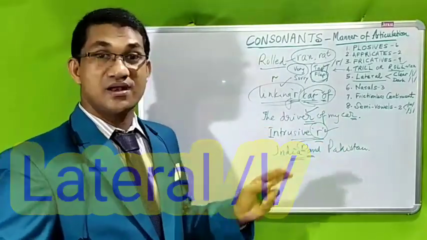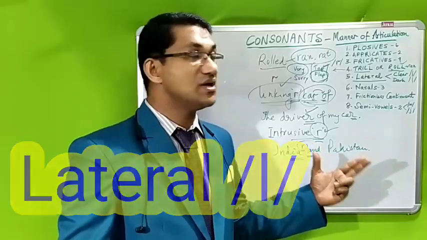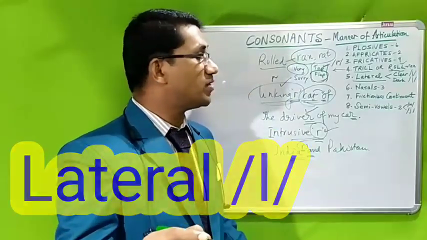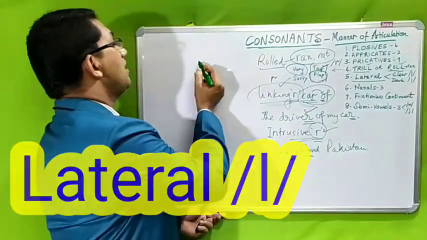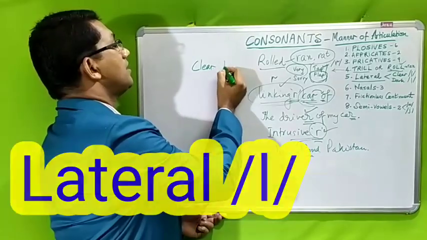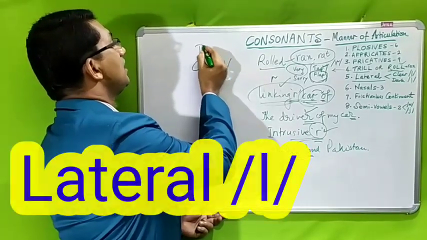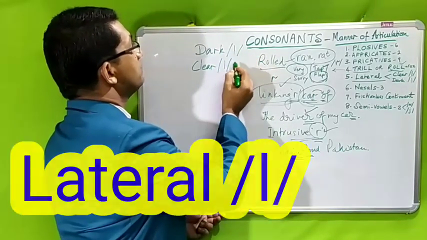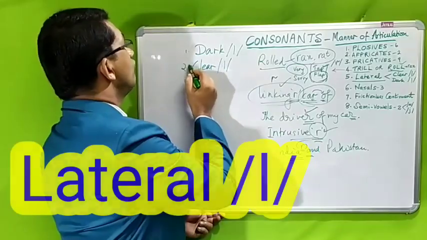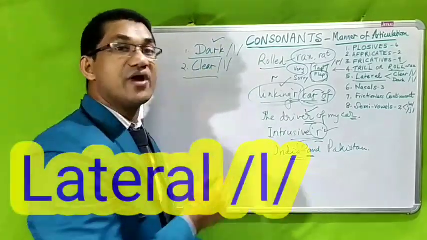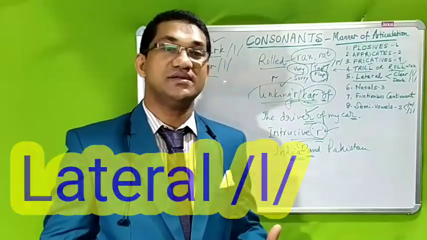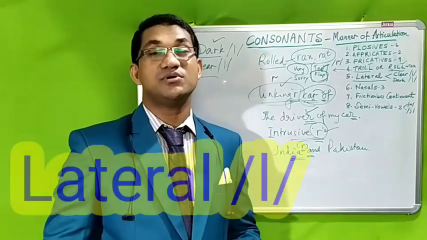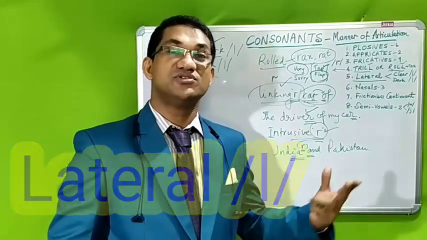Now we have to understand two more concepts related to the lateral sounds: number one, the clear L, and number two, the dark L. From an exam point of view, a student must be familiar with these two concepts. What is dark L? What is clear L? Two important concepts related to the lateral sound: one is clear L and the other is dark L. You may be asked to give examples for clear L or dark L.